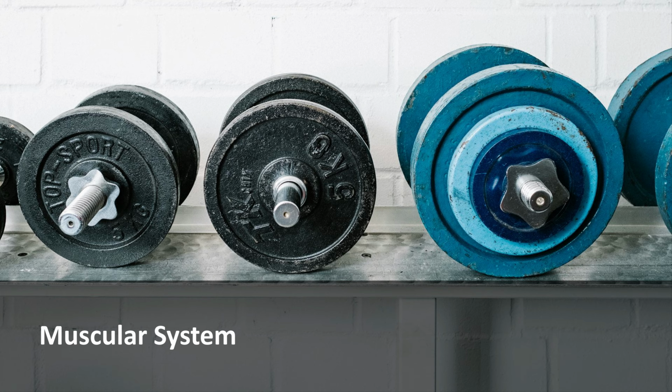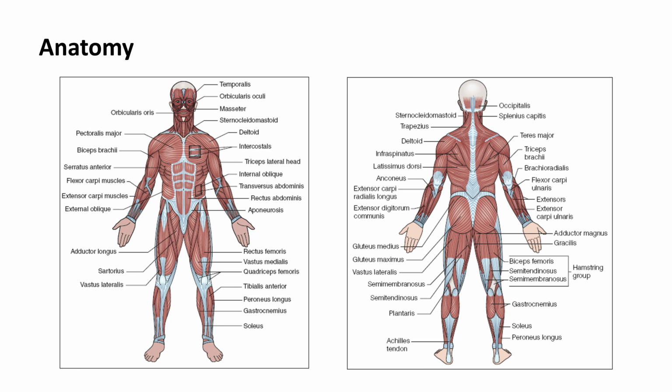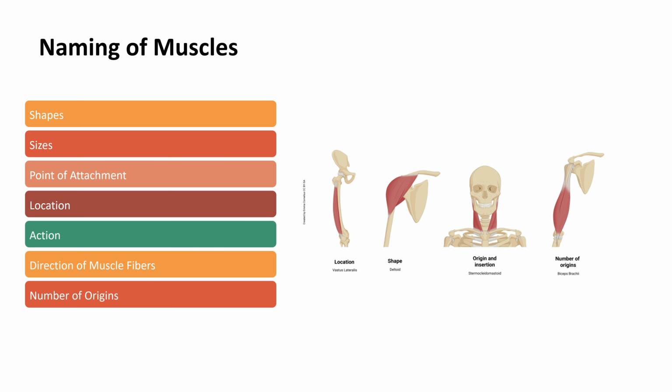Let's go into our overview of the muscular system now. Here's just a little anatomy graphic for you. If you want to pause the video, you can take a look at that. Naming of muscles. So muscles can be named many different ways. They can be named by shapes, sizes, point of attachment, location, action, the direction of the muscle fibers, or the number of origins. And here's some examples for you.